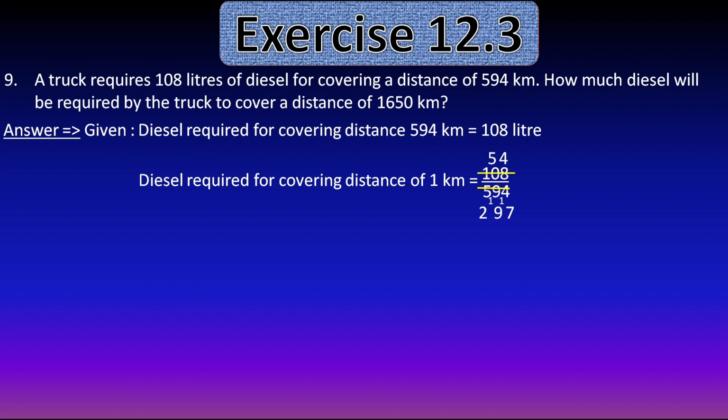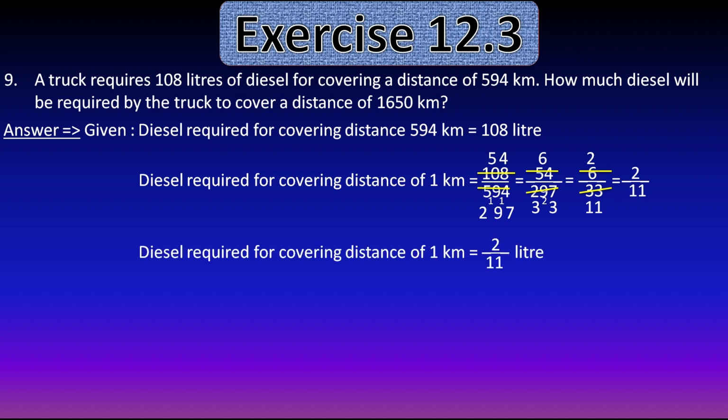So I got the answer as 54 upon 297, which can be further divided by 9. 9 threes are 27, 2 remain. 9 threes are 27, and here 9 sixes are 54, which can be again further divided by 3. 11s are 33, and 3 twos are 6. So finally I got the answer as 2 upon 11. Okay. So the diesel required for covering a distance of 1 kilometer is 2 upon 11 liter.